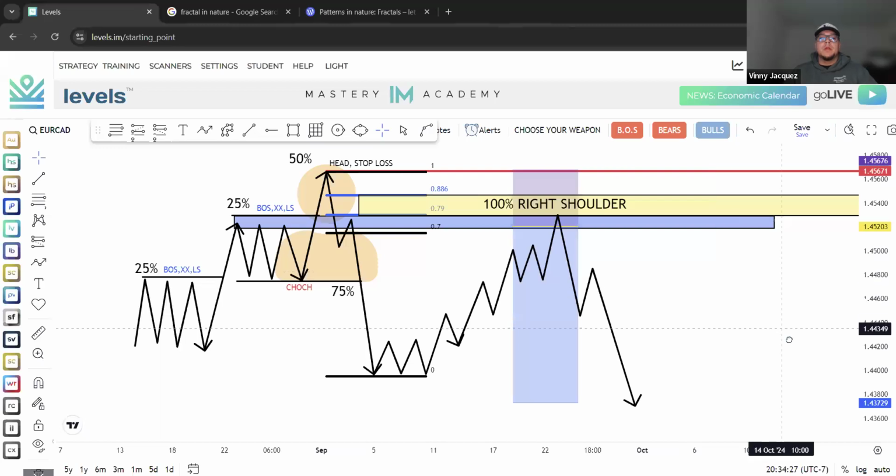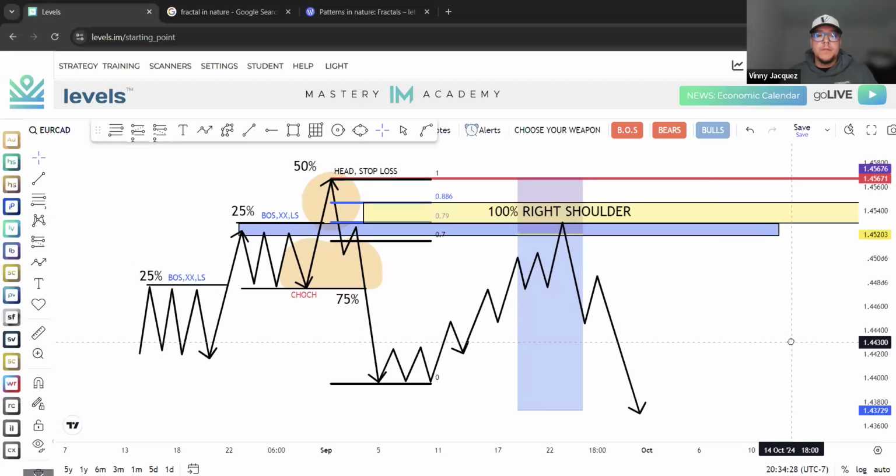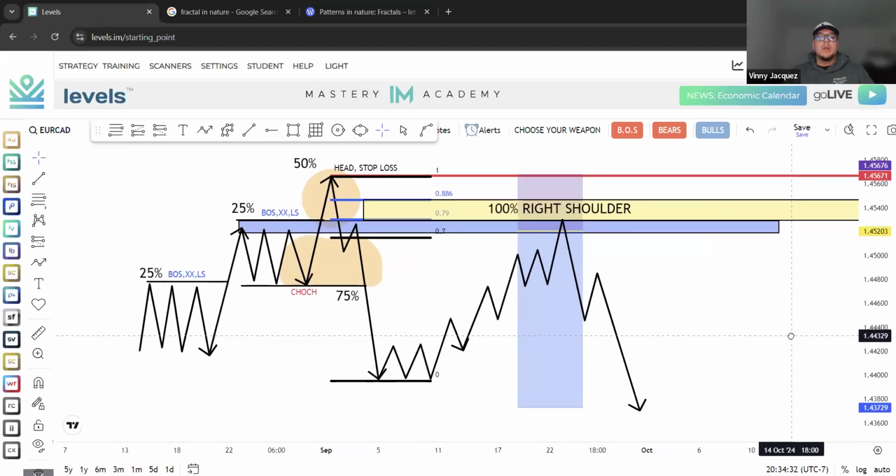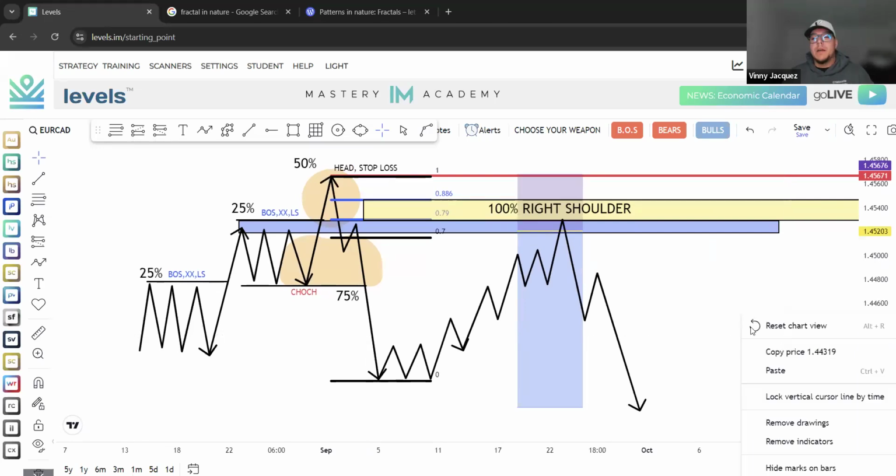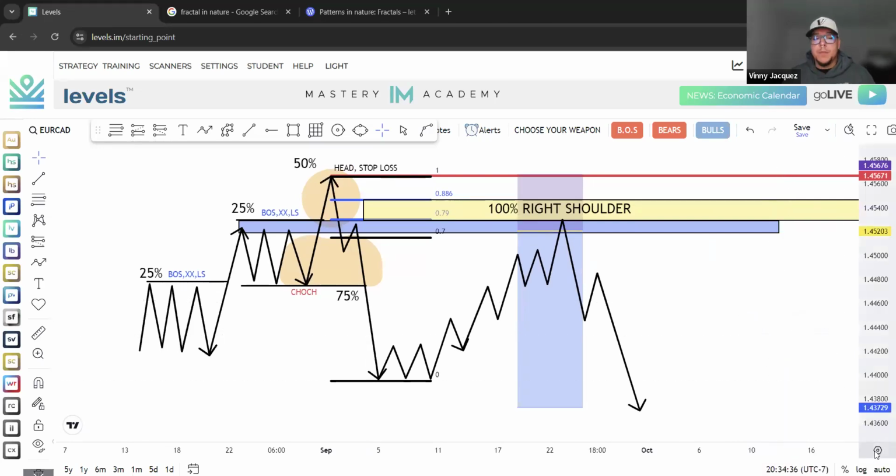All right, fam. So this is it. This is what we're looking for. We're looking to sell the market, guys. This is it. And Levels helps you out, guys. I'm not sure if you guys use Levels, but if you press BOS, it'll literally help you find your breaker structures, right? And your change of characters. And it'll also help you find your starting points.